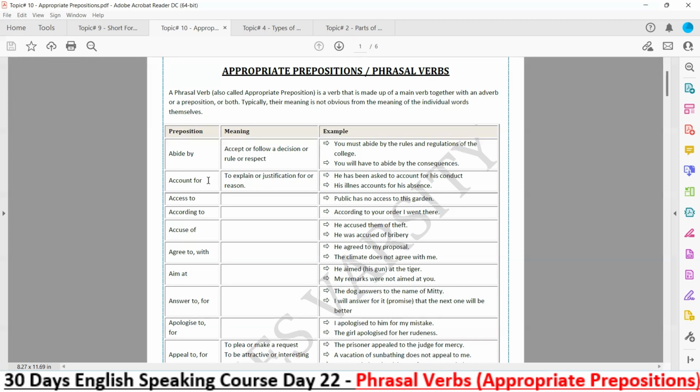Now, the second one, account for. The meaning of account for is to explain, justify, or give a reason. These are the meanings. Some sentences: he has been asked to account for his conduct. It means he has been asked to explain his conduct. Instead of account for, you can also use he has been asked to explain his conduct or justify his conduct. All right. But you can use other, better vocabulary, account for, and you can express it like he has been asked to account for his conduct.